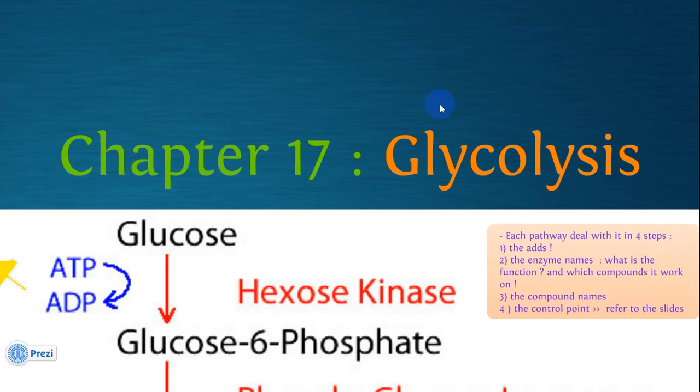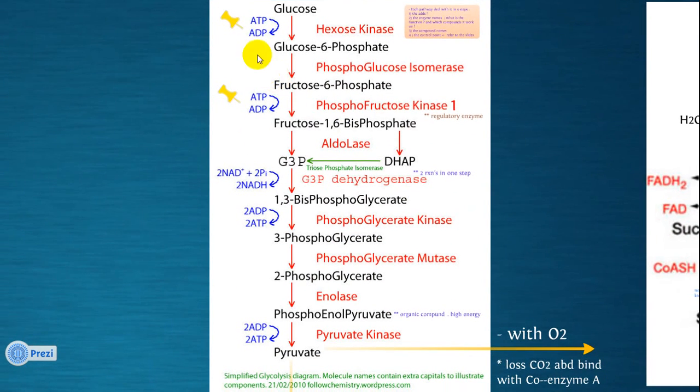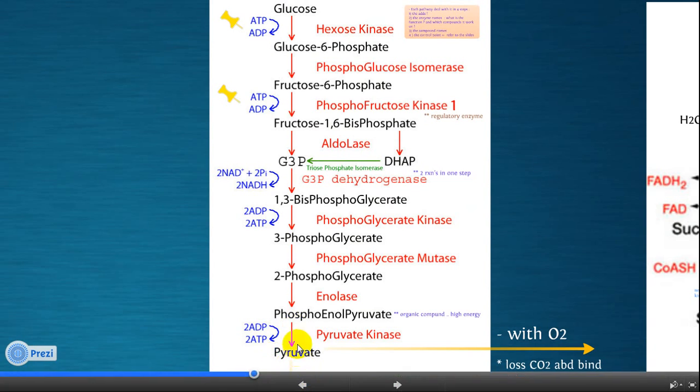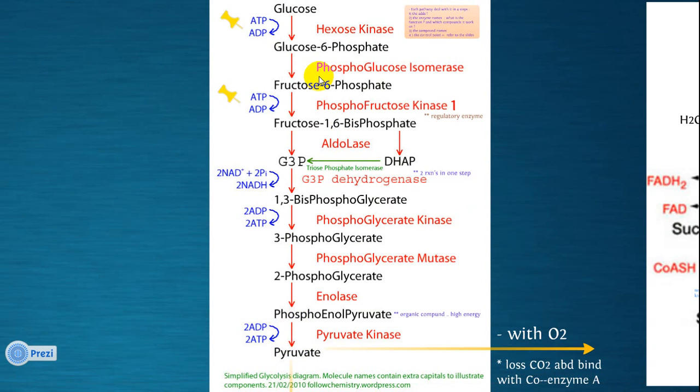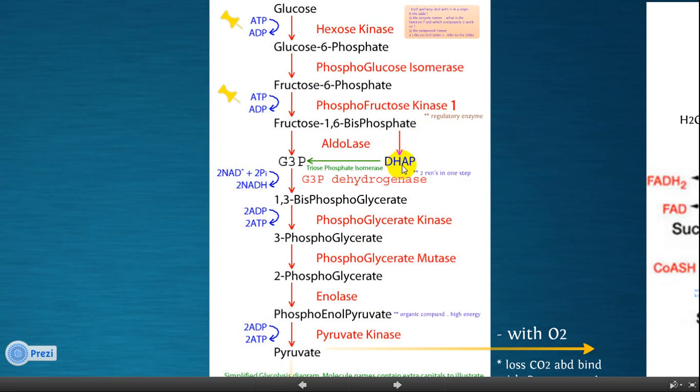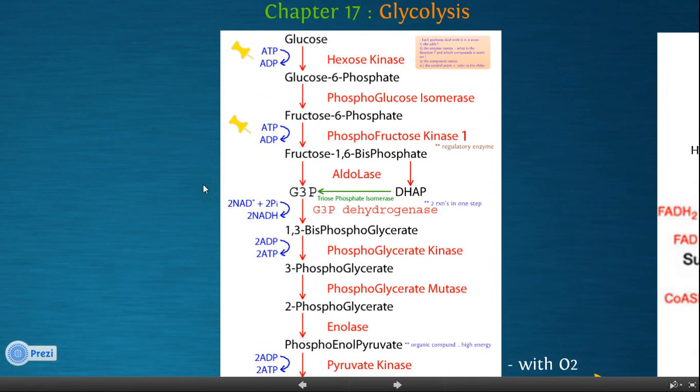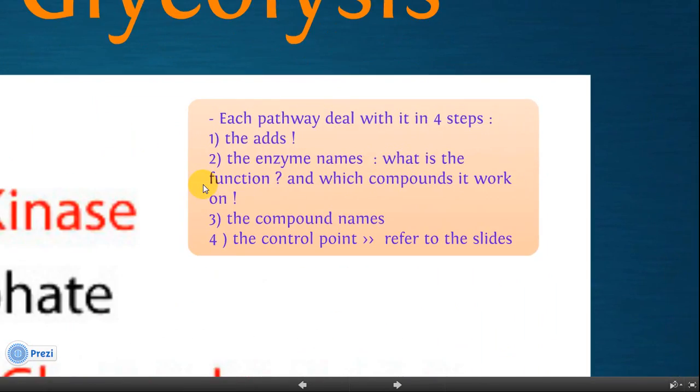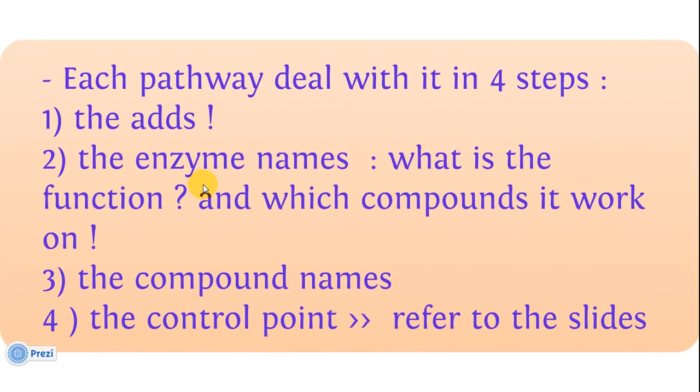Chapter 17, Glycolysis. In this chapter we are going to see how glucose is going to be broken down into pyruvate. Also I will show you how you can apply the rules that I have said before to understand those pathways in a better way and in a very easy way. So let's begin with this pathway. But before studying it, I need to give you some advice.